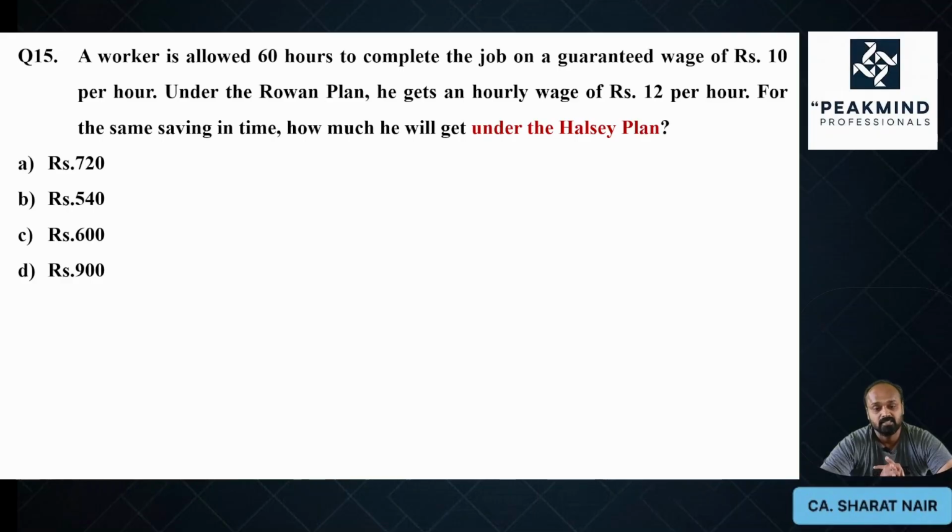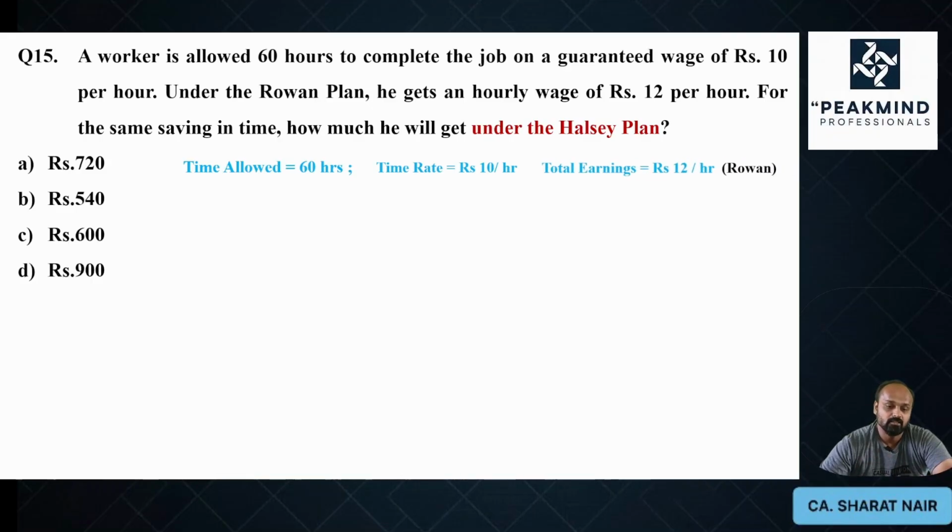It means what? Please understand, 10 is your basic wage and 2 rupees per hour he has earned as bonus. So the bonus element in wage is 2 per hour. Now on the basis of this, they are asking us to find out how much remuneration the worker has earned under the Halsey plan. Considering this, now we have the information. Time allowed is 60 hours, and for each hour allowed, the basic wage, apart from the bonus, is 10, and total earnings is 12 under the Rowan scheme.